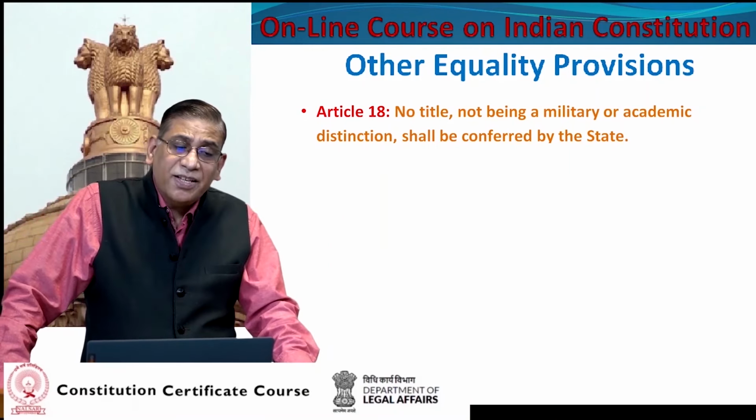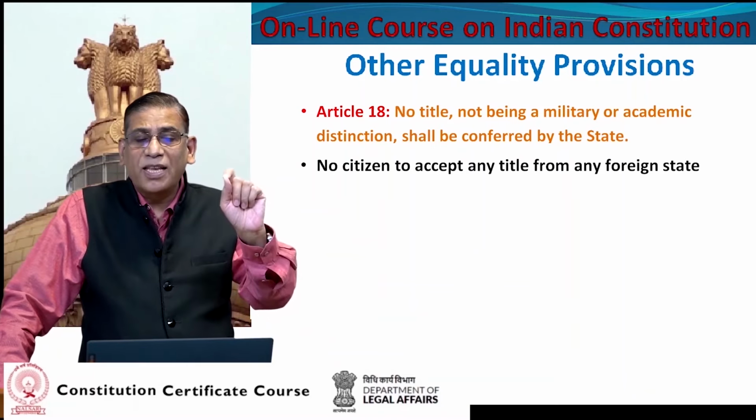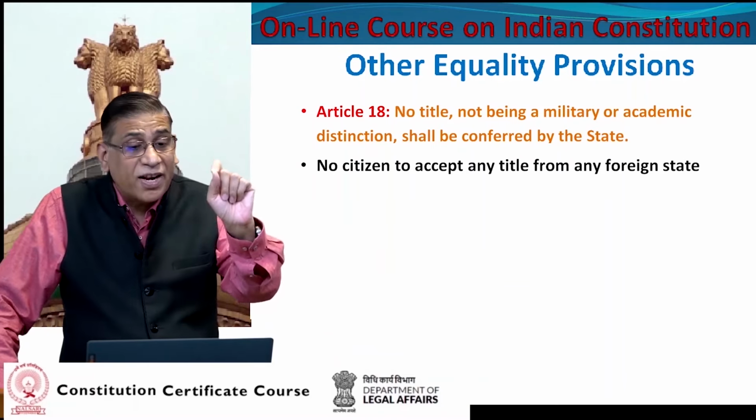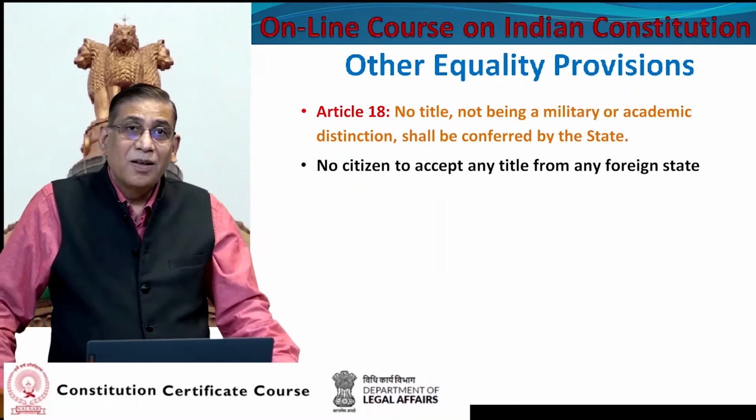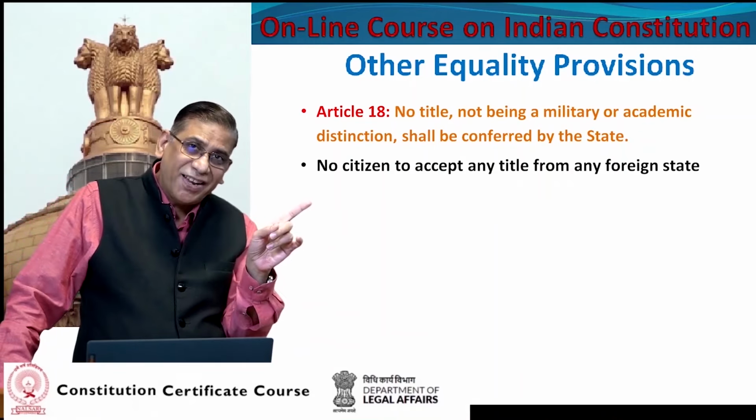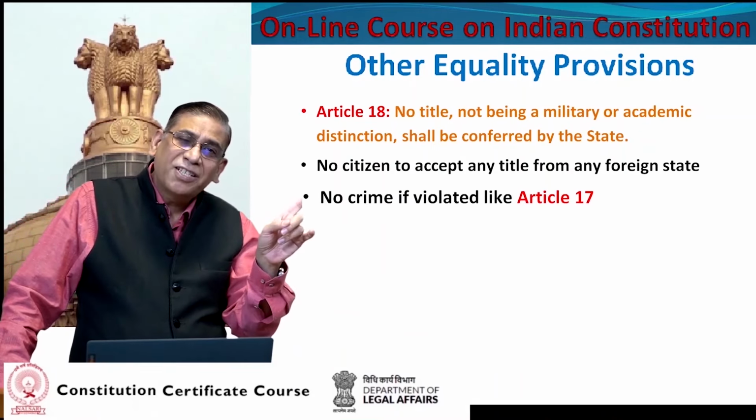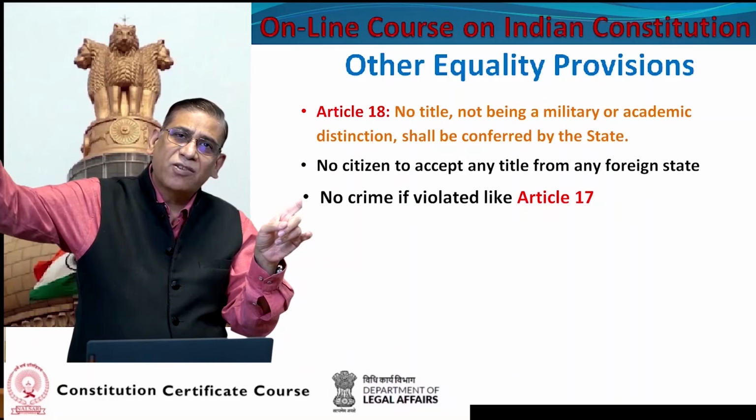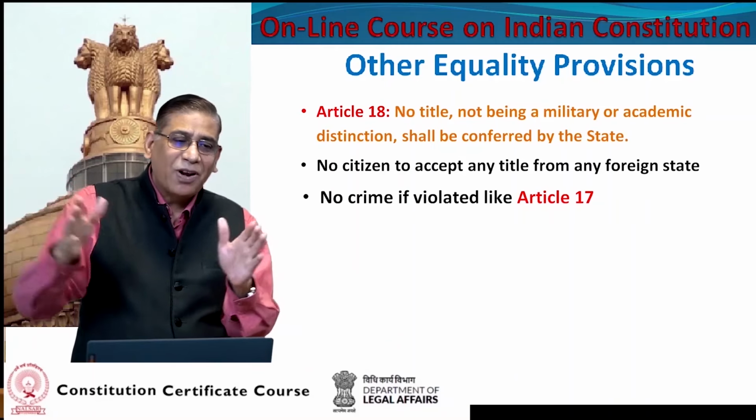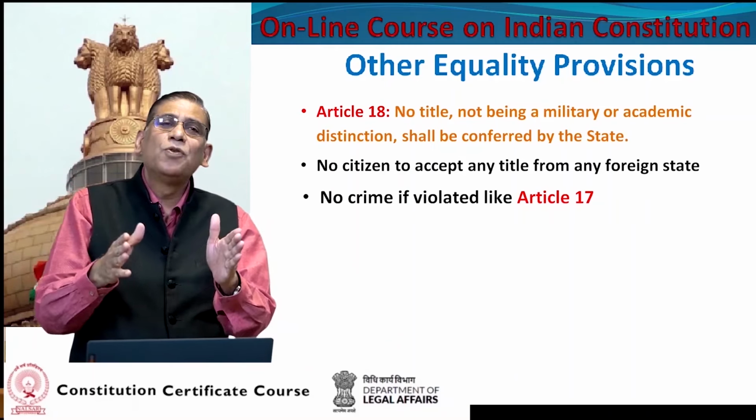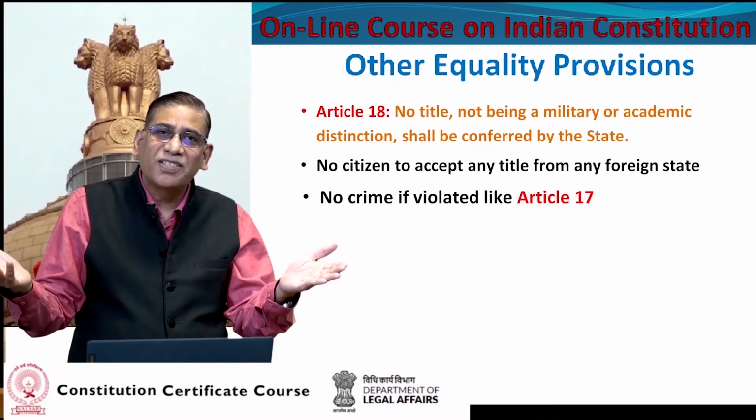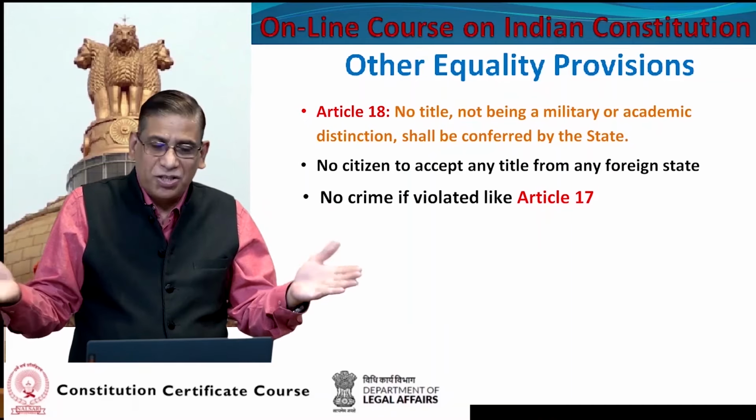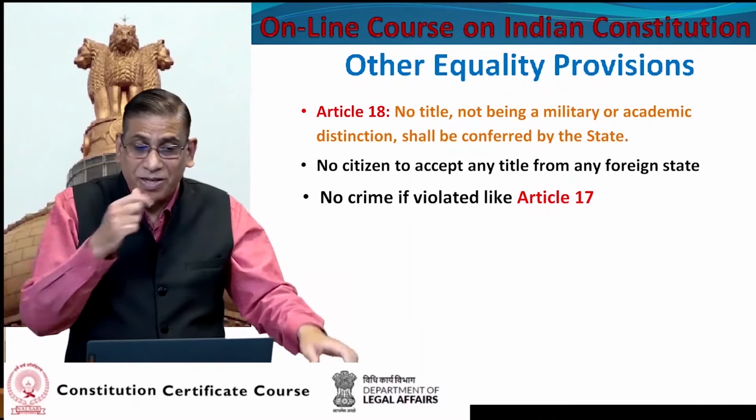And then Article 18 says, no citizen to accept any title from any foreign state. But unlike Article 17, if you indulge in untouchability, you will be punished under Protection of Civil Rights Act or SC/ST Act. For Article 18, if you accept a title from a foreign state, you will not be punished. There is no law which makes it punishable.